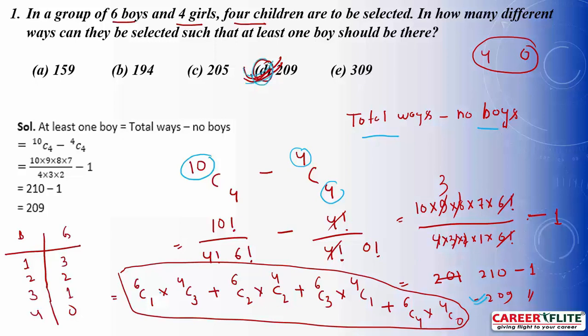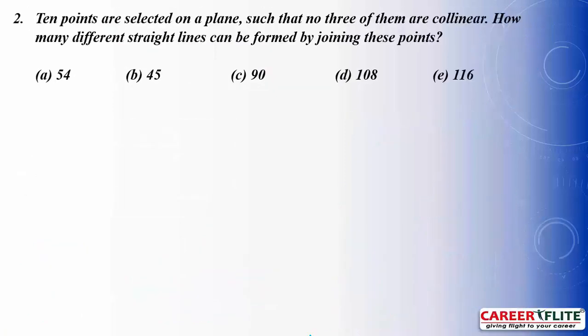Or we can do it in this method, where we find out the number of cases and write accordingly. So let us move to the next question. In this question, 10 points are selected on a plane such that no 3 of them are collinear. How many different straight lines can be formed by joining these points? So let us proceed to the solution.